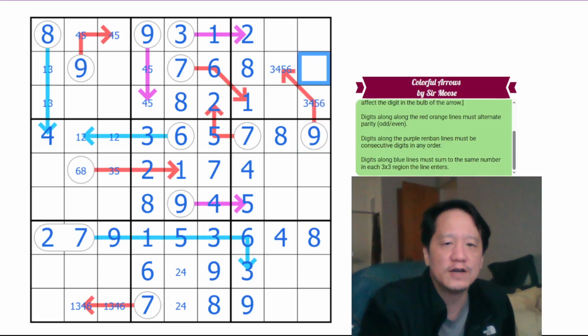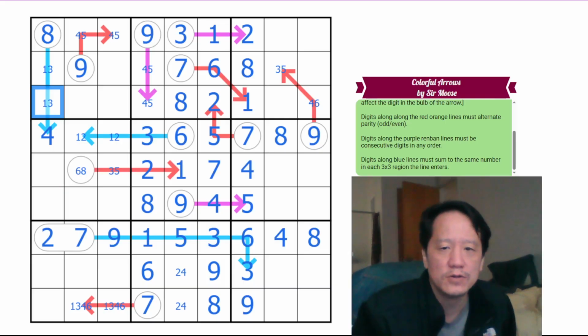or 4, 5. This can't be 6 because of 6 in the row, so this can't be 3. This can't be 4 because of 4 in the column, so therefore this can't be 5. This 1 eliminates 1 here, so this is 3, this is 1.